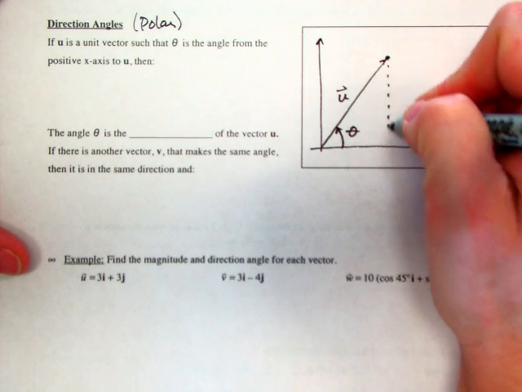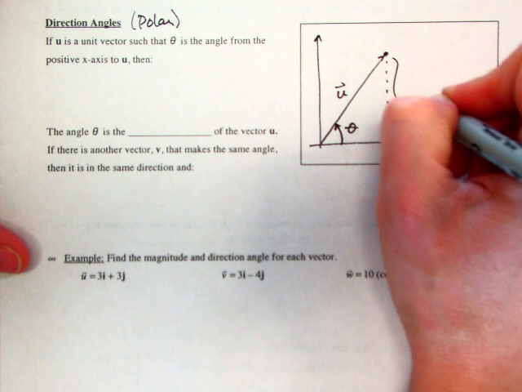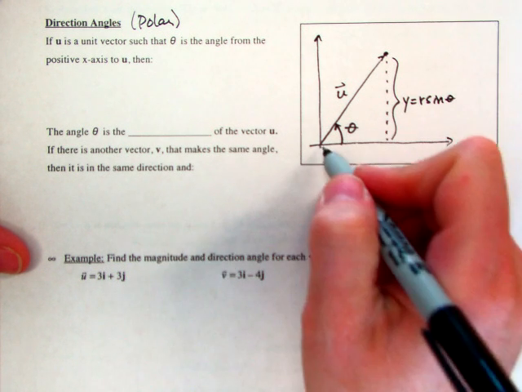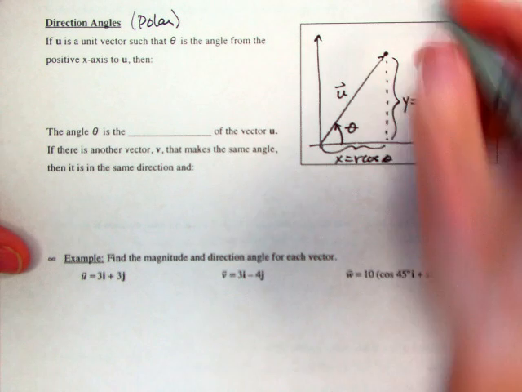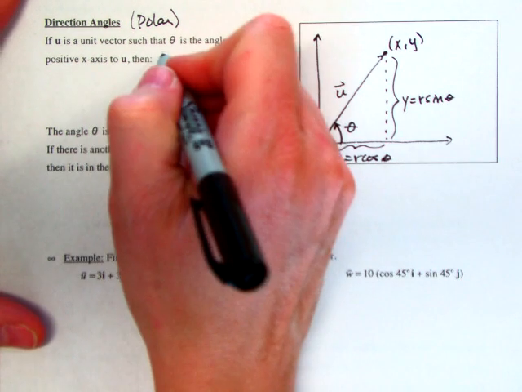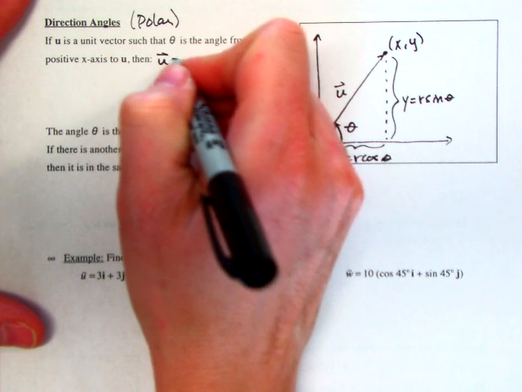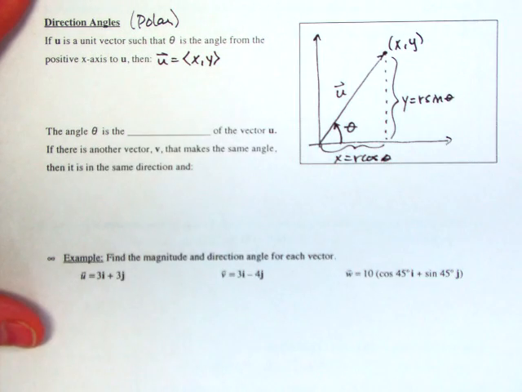If I make myself a right triangle like we did in polar, then this side, which is Y, is R sine theta. This side, which is X, is R cosine theta. And then I have a point XY. That's how I got up there, okay? So we start with our vector having component form XY. How far over, how far up?